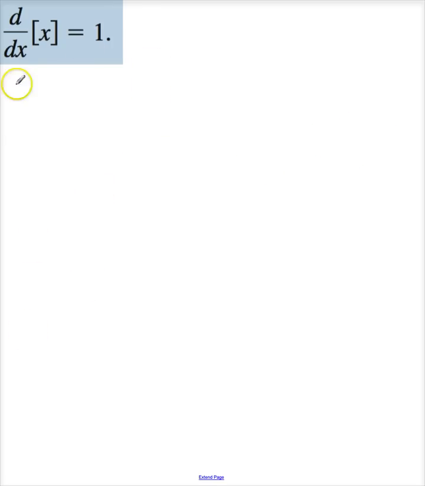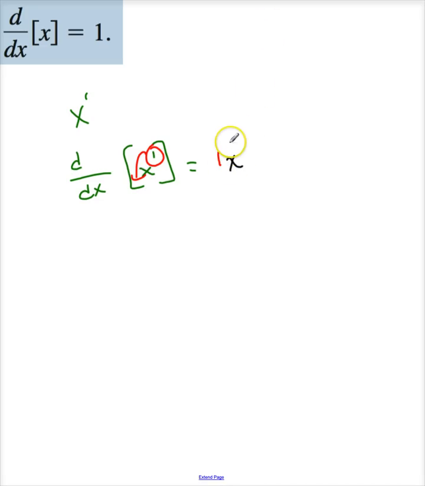Now, the derivative of x is 1. Let me show you how we do this one using the power rule. In this case, this is really x to the first power. So to take the derivative with respect to x of x to the 1, remember what we're going to do? We're going to bring this power down. We're going to bring the 1 down, so this is 1. And then it's going to be times x to the, now what power are we going to be left with?